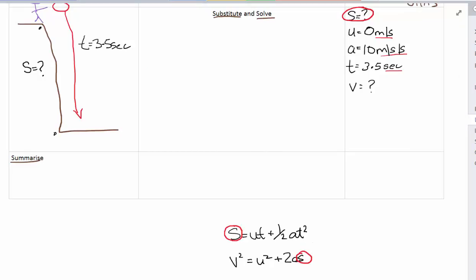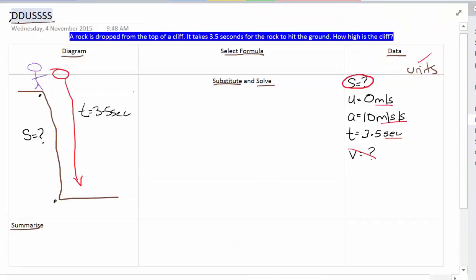The next thing I'm going to do is use my pen, and say, well, I've got U, I've got A, and I've got T, but I don't have a V. So if I've got a formula with a V in it, I'm going to cross that out as well. So this formula now is not useful, and I know that this is the formula that I need to use. And so that's the selecting the formula step, where I write that down in here: S equals UT plus half AT squared. Then I'm going to cross out the select the formula step.